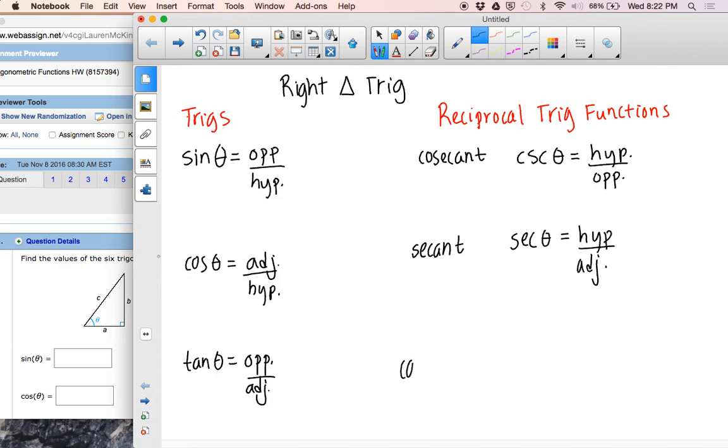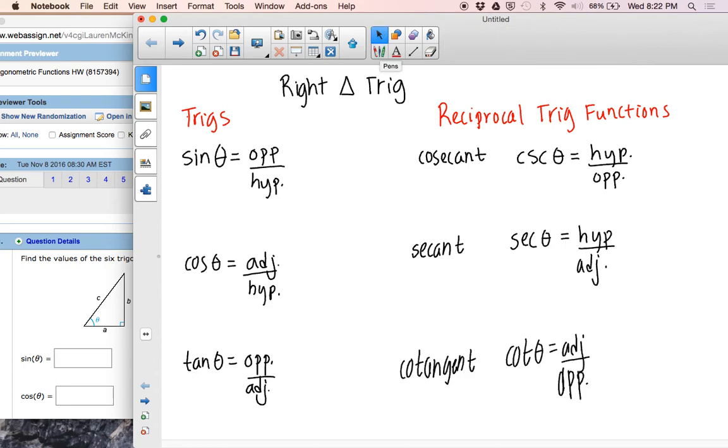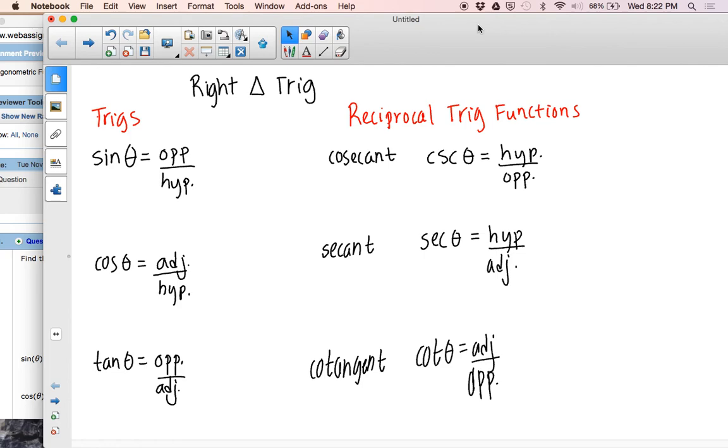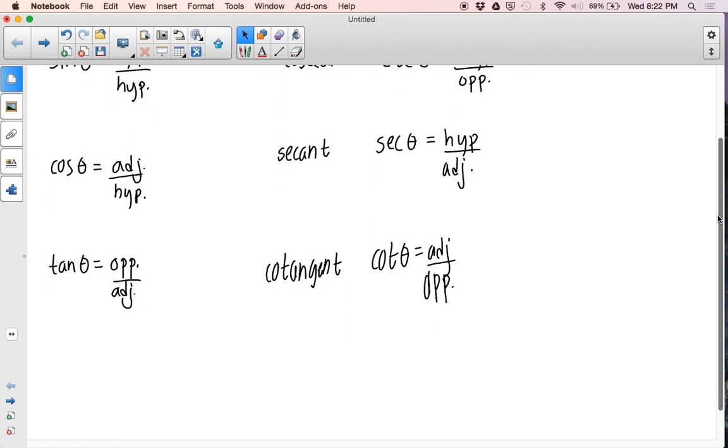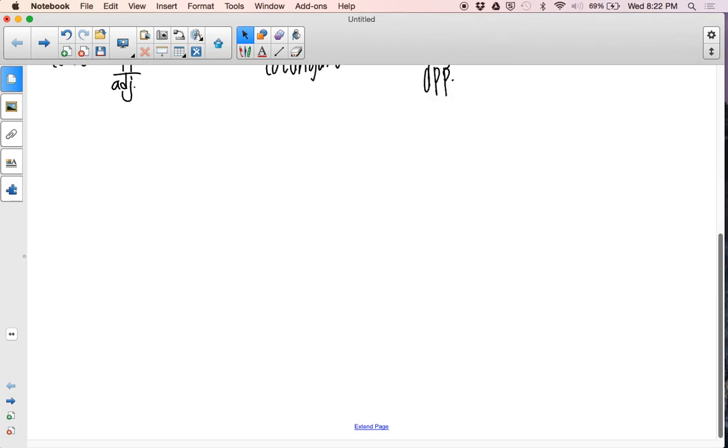And then the reciprocal for tangent is cotangent. And that's abbreviated COT, so cotangent theta equals adjacent over opposite. Now let's look at how that applies here. So I'm going to do an example that's very similar to what you see on your WebAssign.